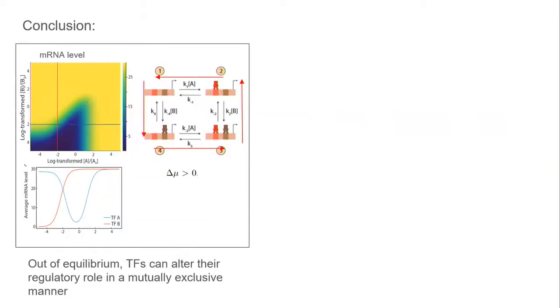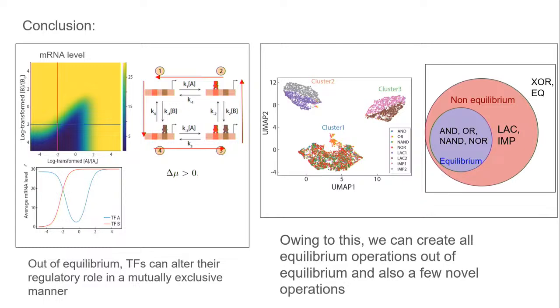So yeah, that brings me to the end of my talk. So to conclude, out of equilibrium, the transcription factors can alter their regulatory roles in a mutually exclusive manner. And as a consequence of this alteration of regulatory roles, we are able to obtain two logic gates that can't be obtained very easily in equilibrium. And basically, you can use energy and create different kinds of logic operations, which would help the cell make different kinds of decisions.